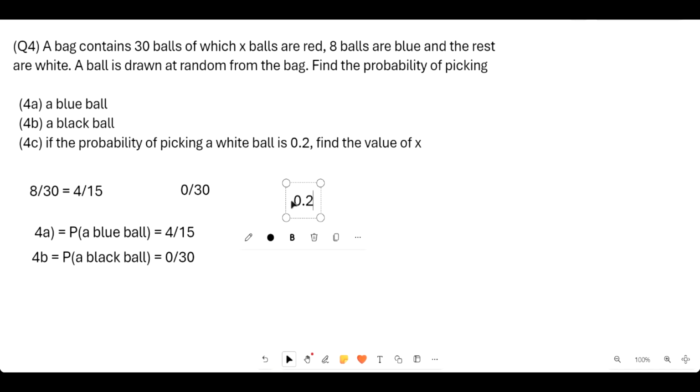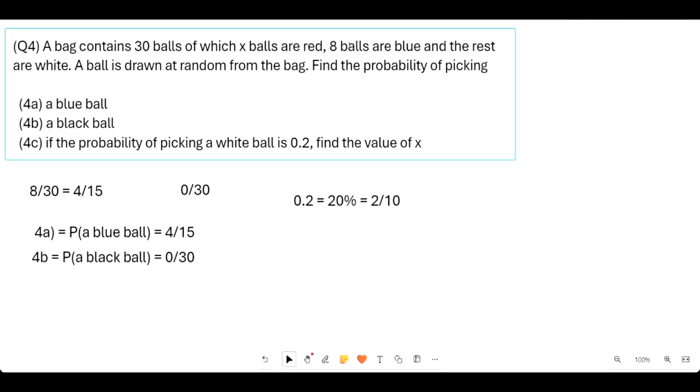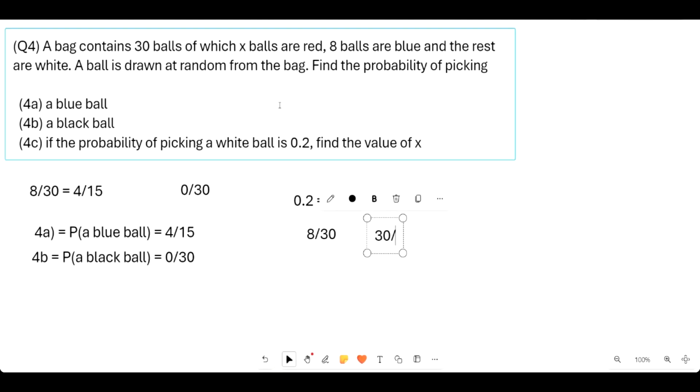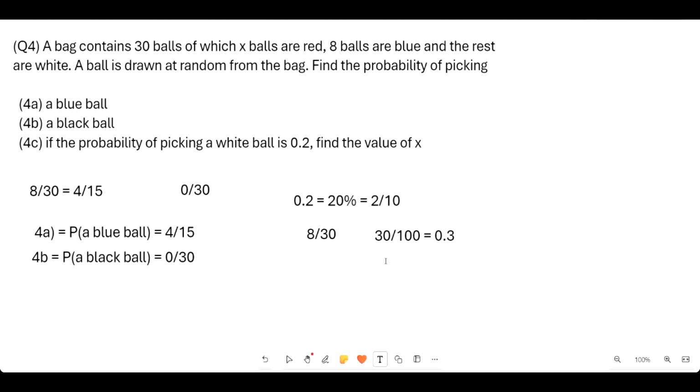So 0.2 would equal 20% or 2 over 10. So we know that 8 balls are blue, so 8 over 30. And then 20% of 30 is equal to white. So first let's find 10% of 30. So 30 divided by 100 would equal 0.3, which times 10, you get 10%. So 0.3 times 10, you will get 3. So now 3 times 2, we can get 20%, which equals 6. So 6 plus 8 will equal 14.